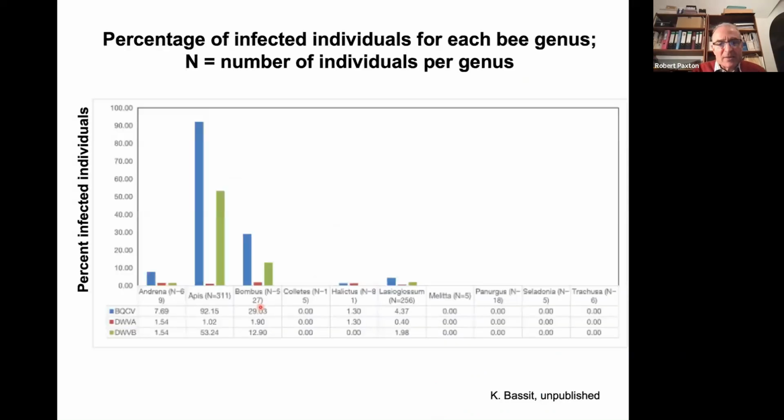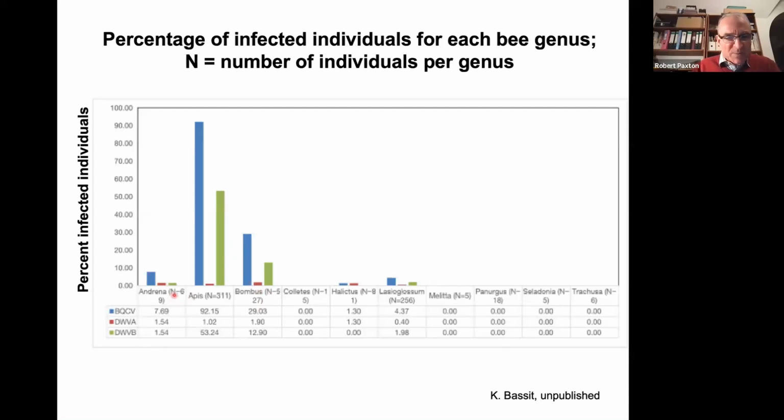And what we find here is a summary of those data for over 1,000 bees. We see black queen cell virus and deformed wing virus B, in blue and green respectively, common in honeybees, Apis, here. So this is the prevalence. Practically all the honeybees have got black queen cell virus in them, and over half of them have got deformed wing virus B in them. For the bumblebees, there is a similar pattern but lower prevalence, which reflects what's happening in Great Britain.